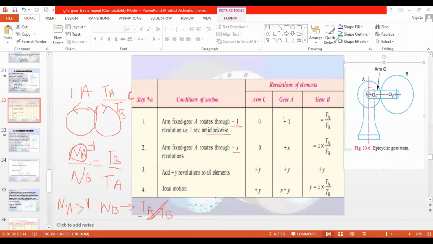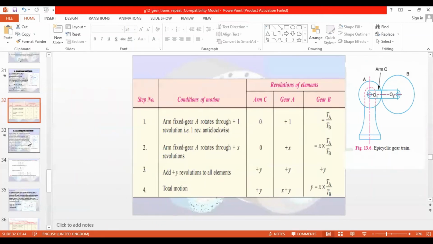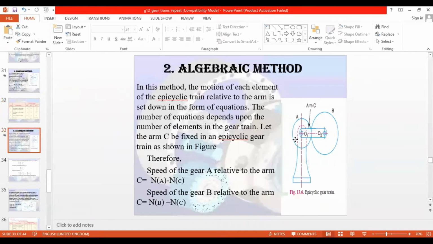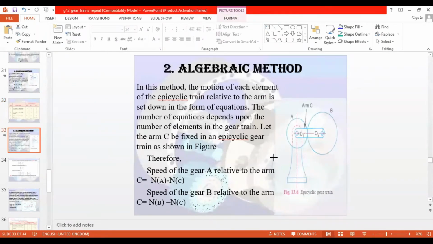We will go to the other method, that is the algebraic method. This is a direct application of relative velocity, so you need a little bit of concentration on the relative velocity. In this algebraic method, the motion of each element of the epicyclic train relative to the arm is set down in the form of equations. Each element, A is an element, B is an element, and the arm is an element. The number of equations depends upon the number of elements in the gear train, right?